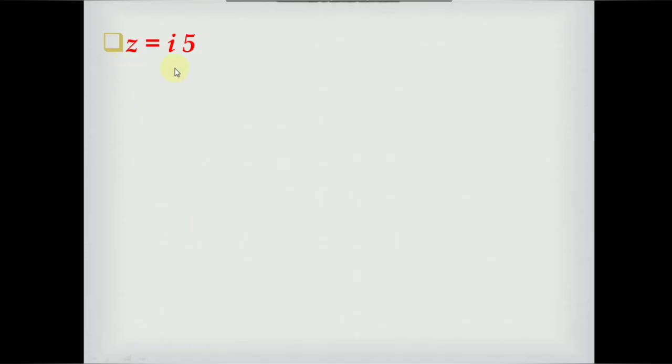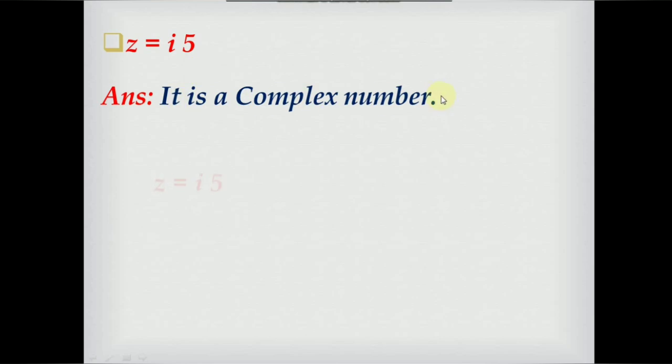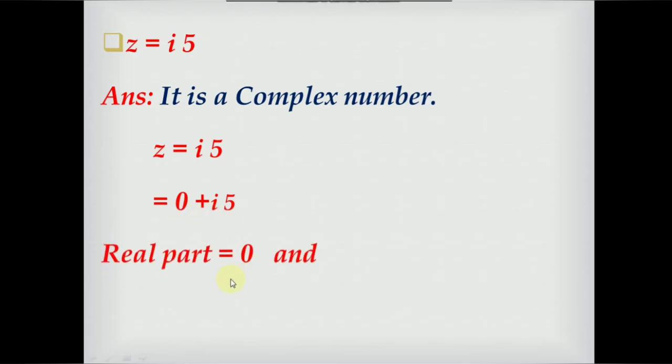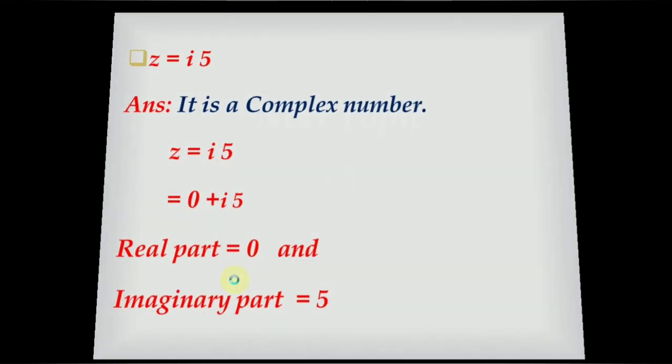Next example, z is equal to 5i. Let us check the answer. It is also a complex number. How is it a complex number? Z is equal to 5i can be written as 0 plus 5i. So here it can be expressed as x plus iy, where x and y are the real numbers. Here x, that is the real part, is equal to 0 and y, that is the imaginary part, is equal to 5. In this complex number, the real part is equal to 0. In general, any complex number where the real part is equal to 0 is known as a purely imaginary complex number. So this is a purely imaginary number.